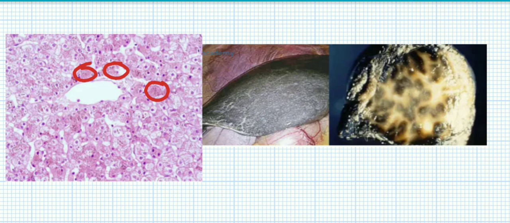Now when you look at the other picture, what about the gross appearance of the liver? It is darkly pigmented. And why is it so? Because of epinephrine metabolites.